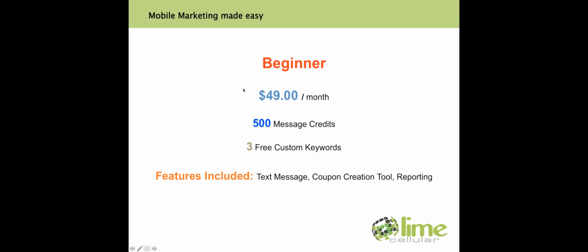So you'll charge them $49 a month. You'll give them 500 message credits. You can include as many or as few keywords as you'd like, and you could include or exclude as many features as you'd like.